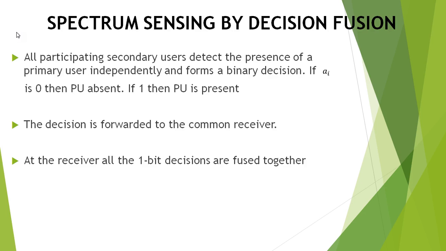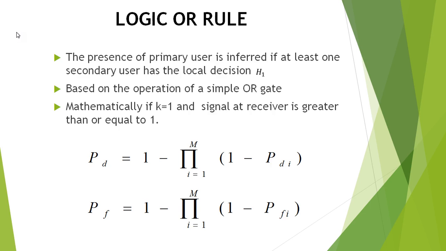If the decision is 1, then the secondary user concludes that a primary user is present. Once the decision is made by each secondary user, there are different rules available for making the final decision on the presence of a primary user. At the common receiver, all one-bit decisions are fused together. That is the reason why it is known as decision fusion. Now the different rules for decision fusion are discussed.